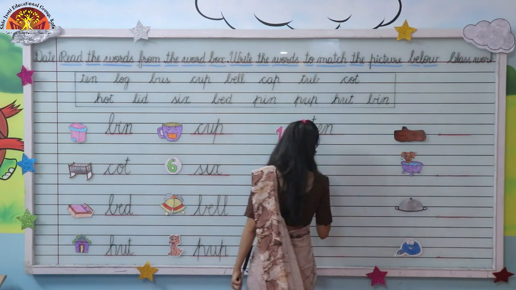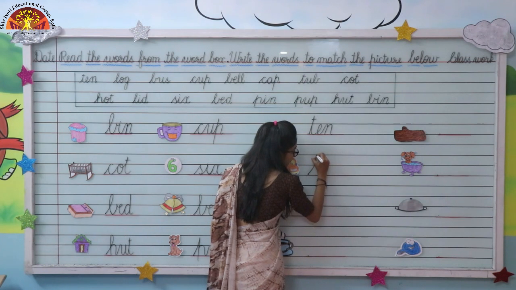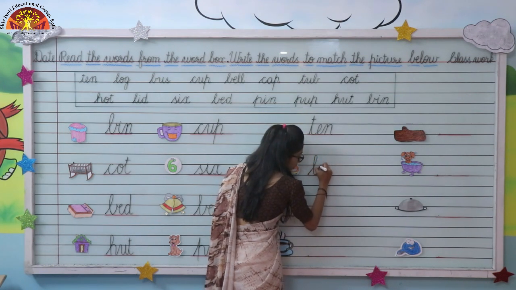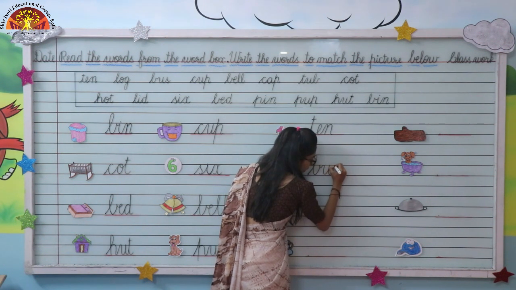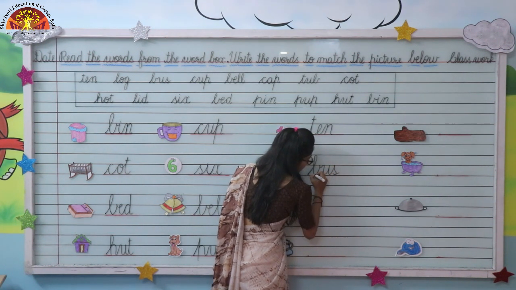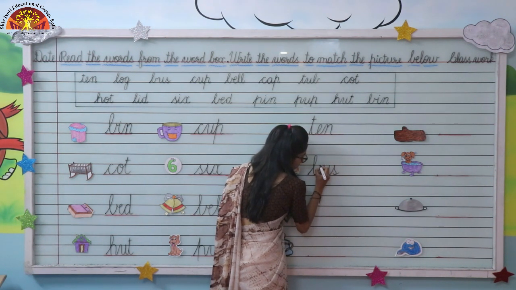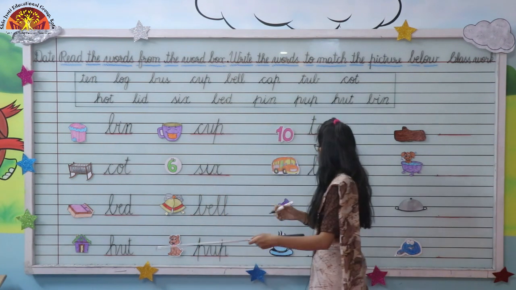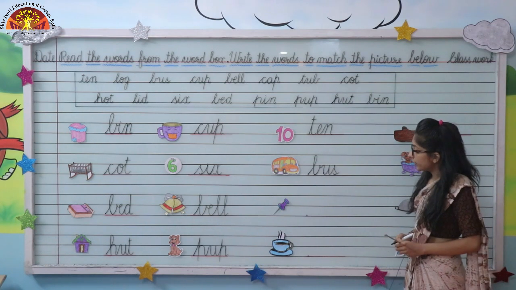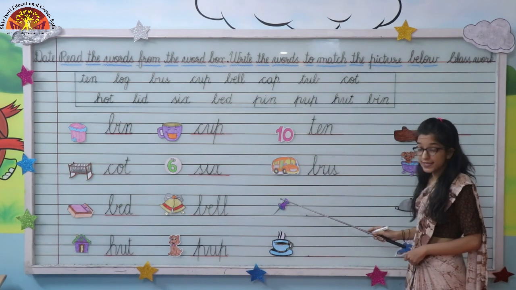So kids, write here B-U-S. B-U-S, bus. Now kids, tell me, which picture is this?